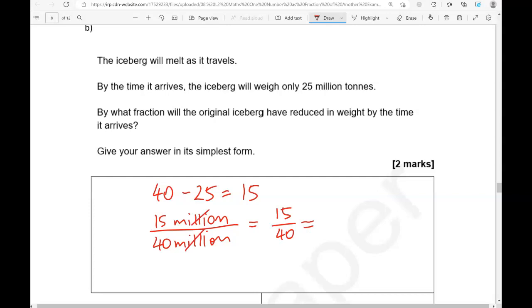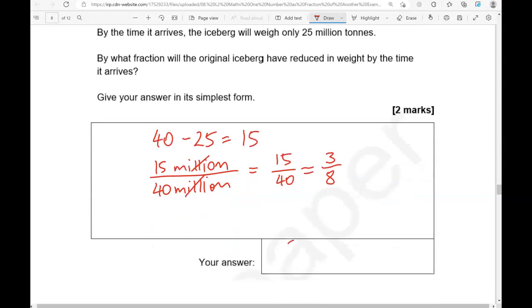Now 15 and 40, they both can be divided by 5. And that gives us 3/8. And we can't go any further.